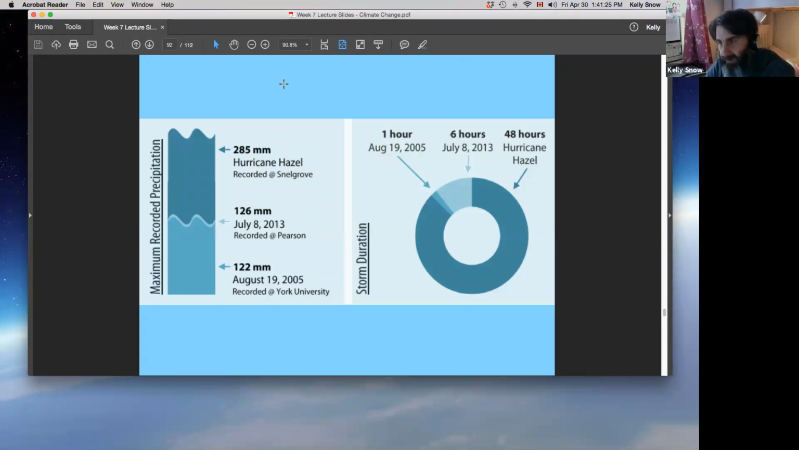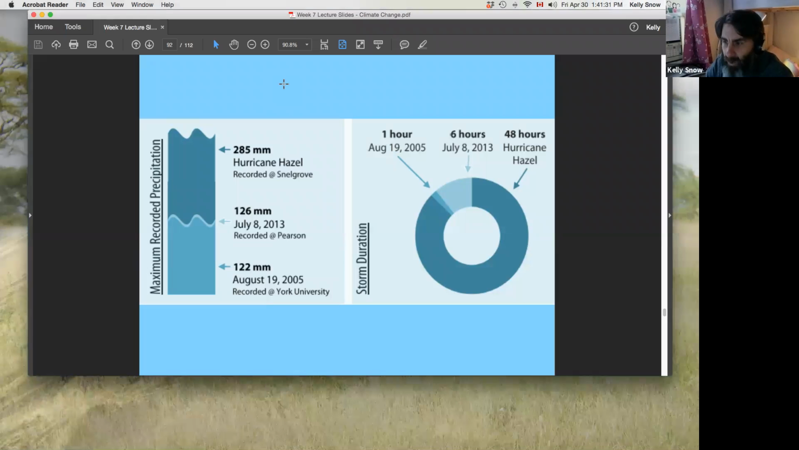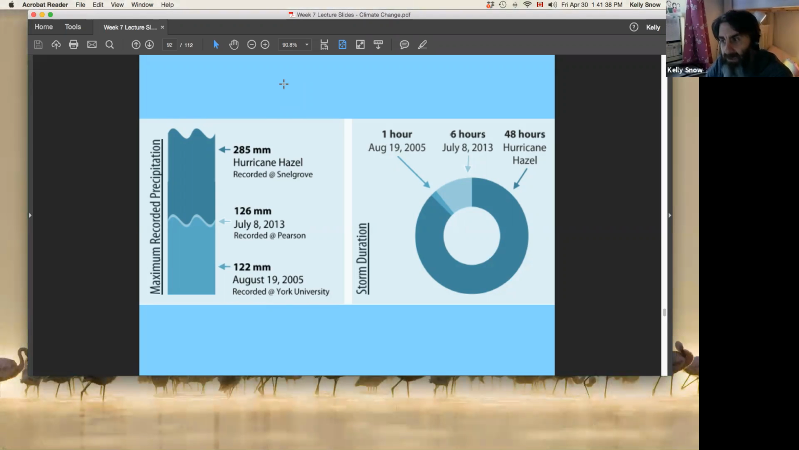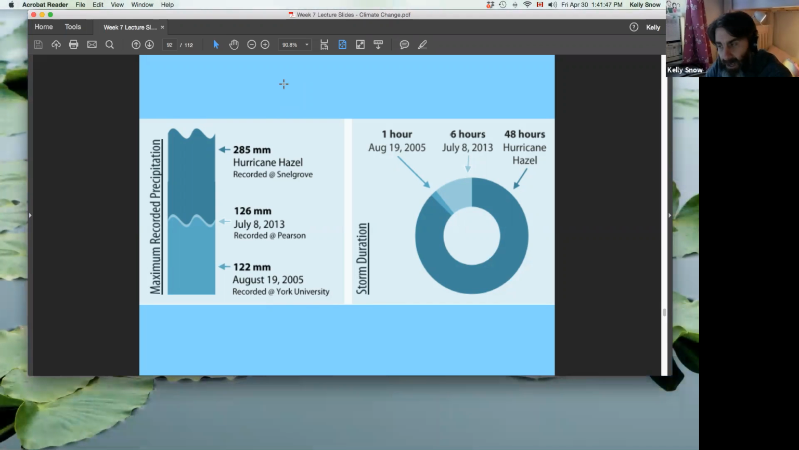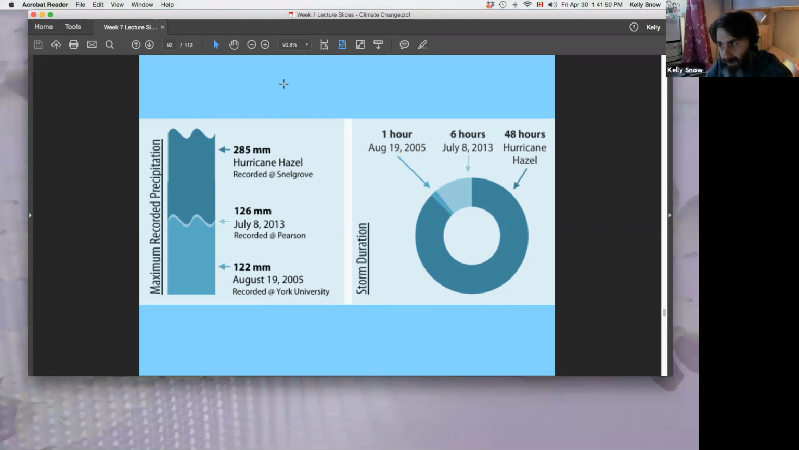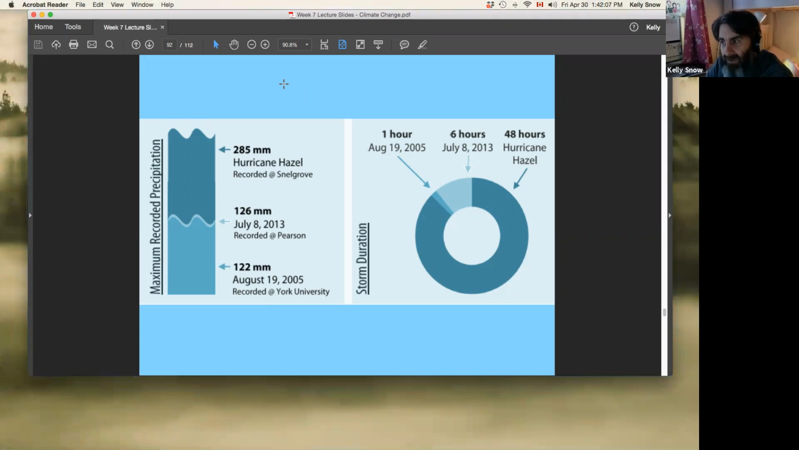Now you can see on the left at the top, 285 millimeters of rain fell over 48 hours. On July 8th, 2013, we had 126 millimeters of rain. And then on August 19th in 2005, we had 122 millimeters of rain. But if you look over to the right, the circle graph, on July 8th, 2013, 126 millimeters fell in 6 hours. So it's much, much more intense. Probably a factor of 5 or 6, right?